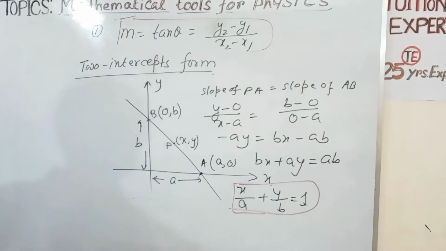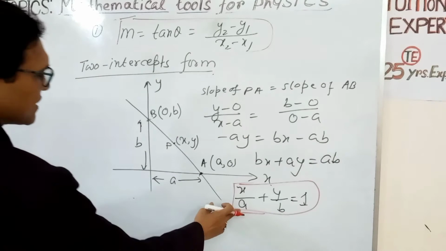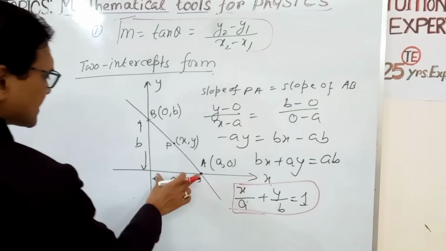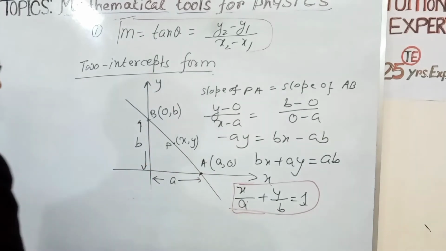This is called the intercept form. Two intercepts here, a and b are the two intercepts. a is called the x-intercept and b is called the y-intercept.